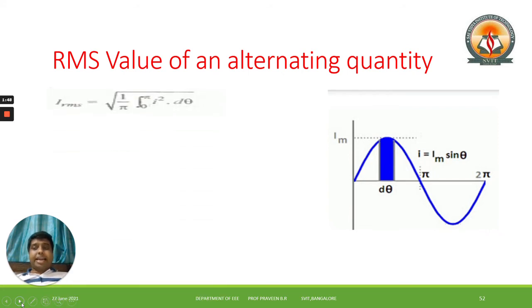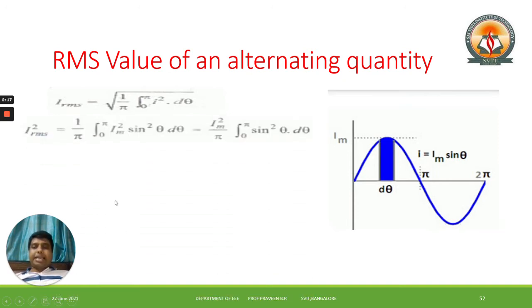So I write it as I_RMS equals square root of 1 by pi. I'm taking one half cycle. So 0 to pi is taken as one half cycle. So I am taking the lower limit as 0 and upper limit as pi, and I'm considering the square of the current. So it is i squared d omega t or d theta, because theta is equal to omega t.